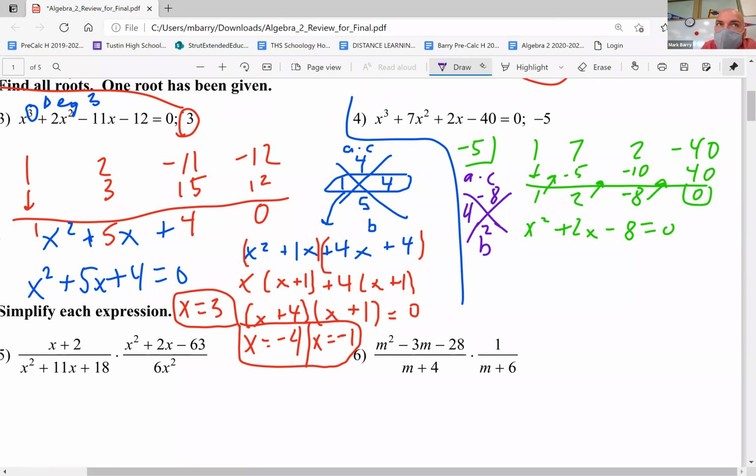Feels like 4 and 2 to me if we make the 2 negative. You can double check it. 4 times -2 is -8. 4 plus -2 is +2. All right, so we can use that to split up that middle term. So it becomes 4x minus 2x. And then just bring down the other two terms.